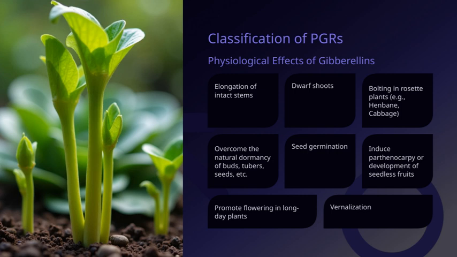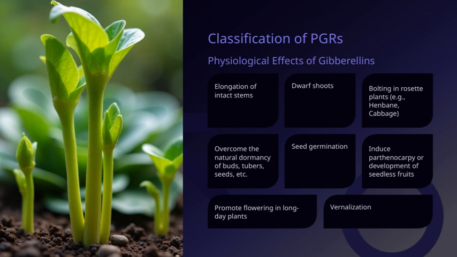Gibberellins also promote bolting in rosette plants like cabbage and henbane. Bolting is the rapid elongation of the flowering stem, which signals the plant to transition from vegetative growth to flowering. Furthermore, they are involved in seed germination by breaking seed dormancy, allowing the seed to sprout and grow into a new plant. They can also stimulate the formation of dwarf shoots, which are shorter, more manageable plant forms. In addition, gibberellins are used to promote flowering in long-day plants, which need longer daylight hours to flower.